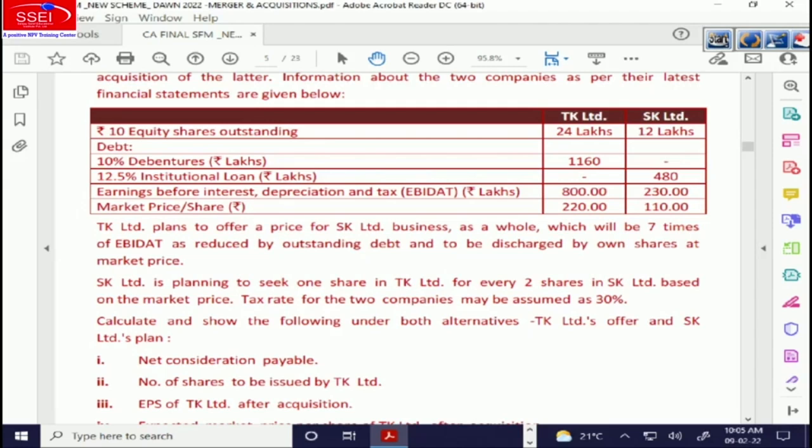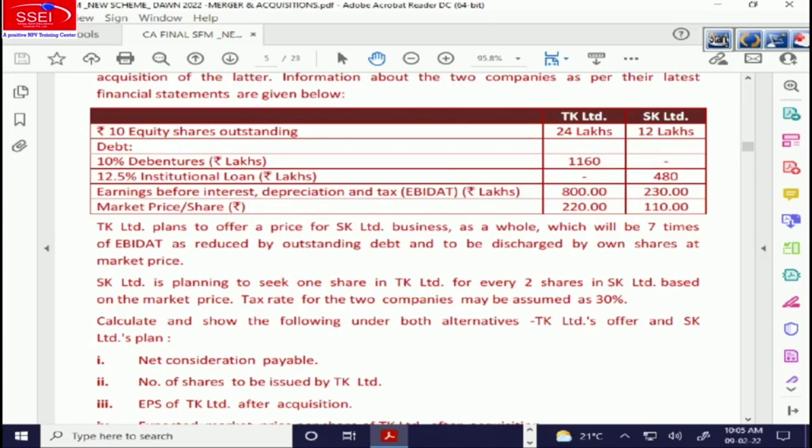Actually, in the sum, depreciation is not given. They should have given EBIT over here because we are forced to assume that depreciation is nil. And how is it possible that depreciation is nil? Don't ask me that doubt. I feel they should have given EBIT so that this presumption would not have come. Market price is 220 for TK and 110 for SK.